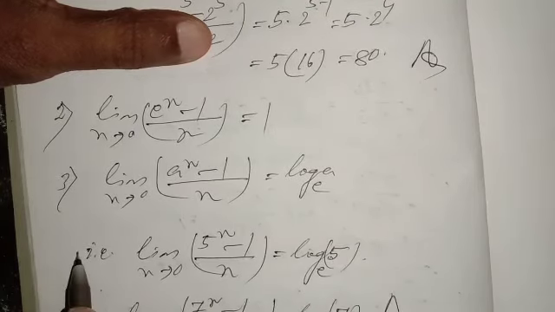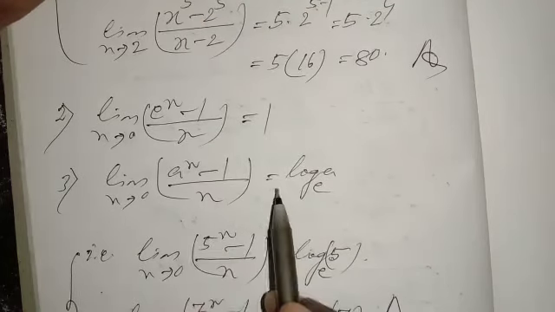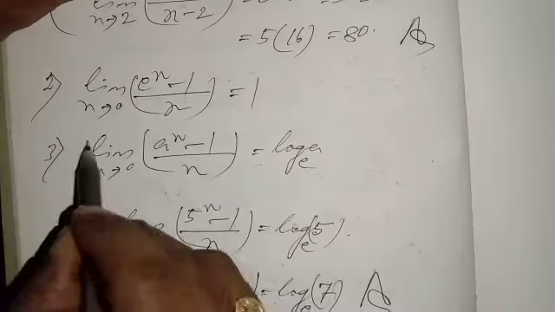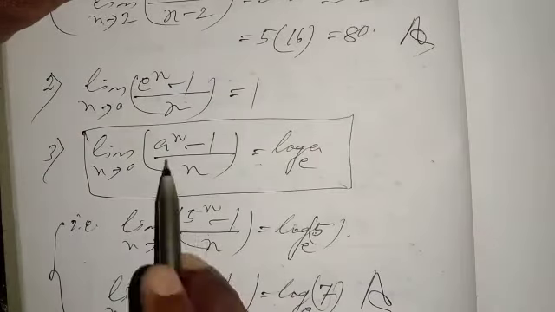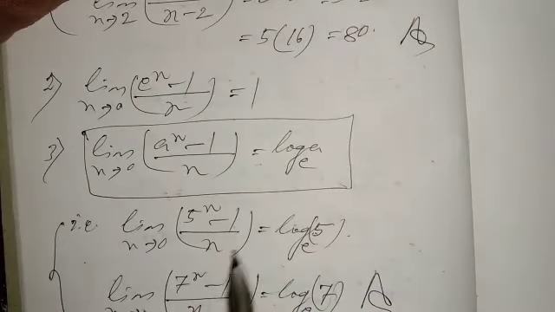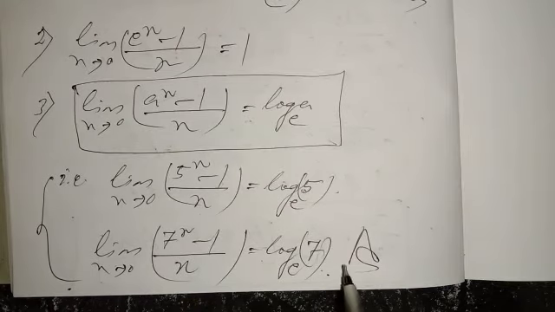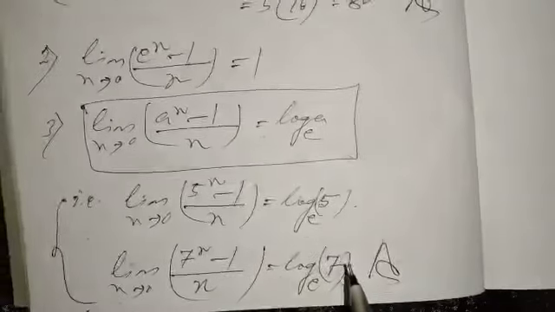Okay, I am giving two examples of this limit x tends to 0, (a to the power x minus 1) by x. The answer is log a base e. a means any number, like 5 to the power x minus 1 by x gives log 5 base e, and 7 to the power x minus 1 by x gives log 7 base e. Here you have to memorize the formula. Next day I will do sums.